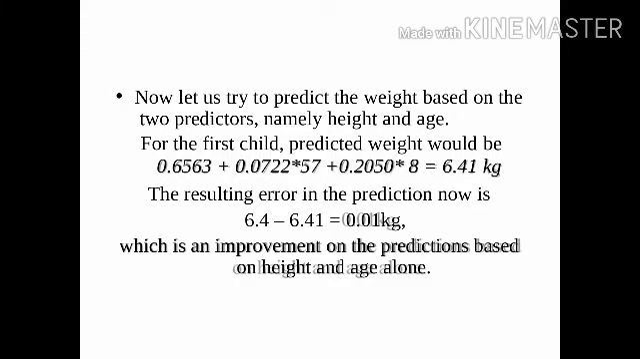The resulting error in the prediction now is 6.4, that is the actual weight of the child, minus the predicted weight 6.41, which gives 0.01 kg, an improvement on the prediction based on height or age alone. And here you can see that if we include the two predictor variables in the model, then the error will reduce.